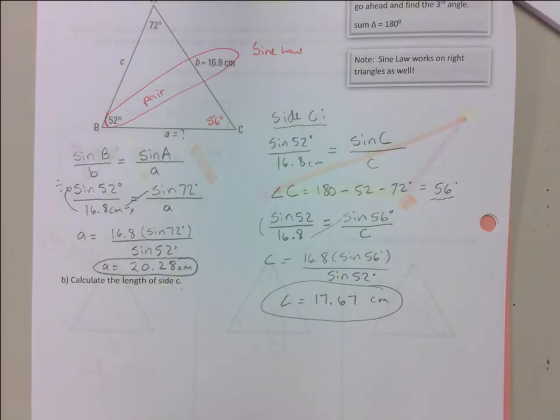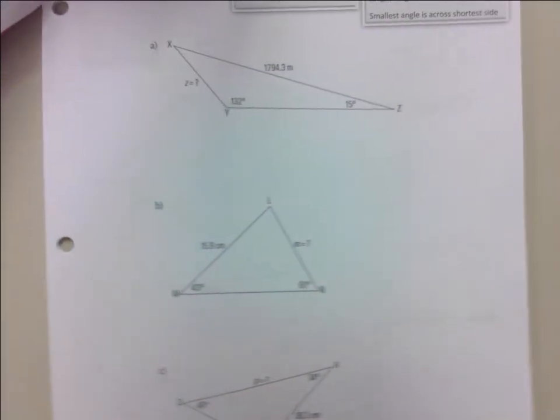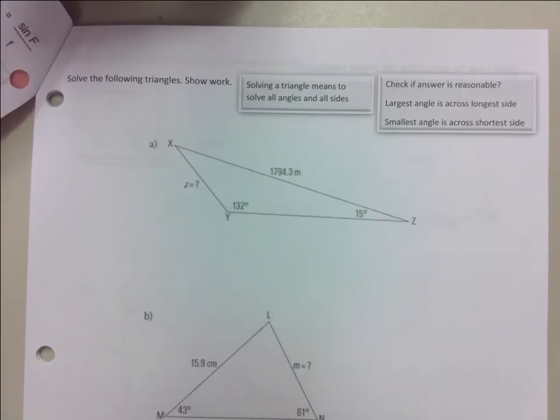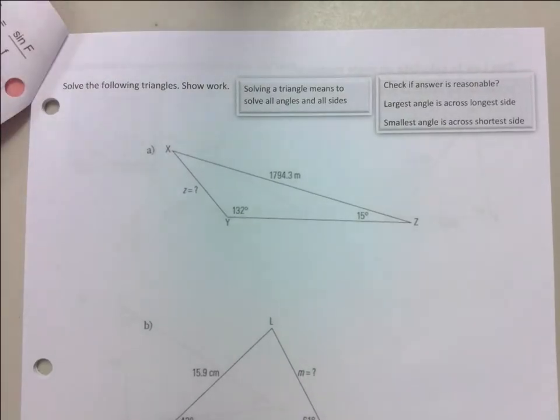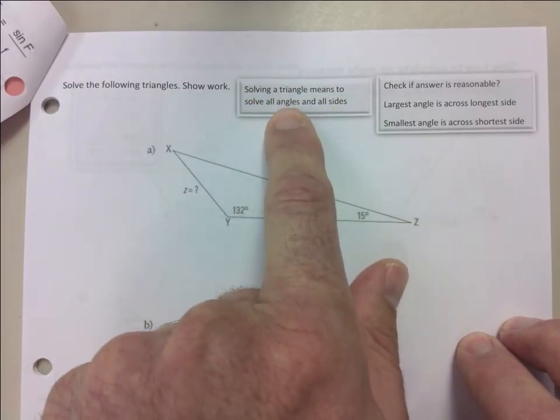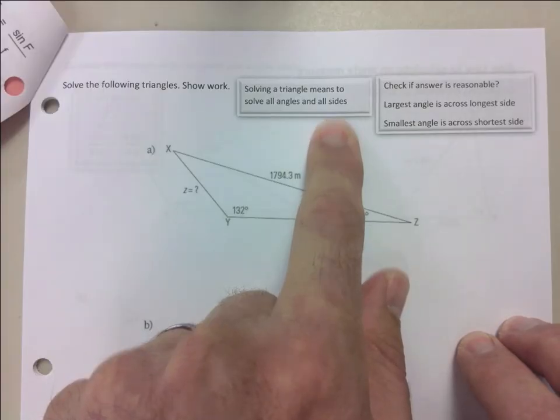What else did I want to say here? I think for now we're good. I'm going to ask you to practice this right away. Okay? So go to page 6. And I would like you to solve the following triangles. What does solving a triangle mean? It says it right here. Solving a triangle means to solve all angles, all sides. Okay, so that's what that means.